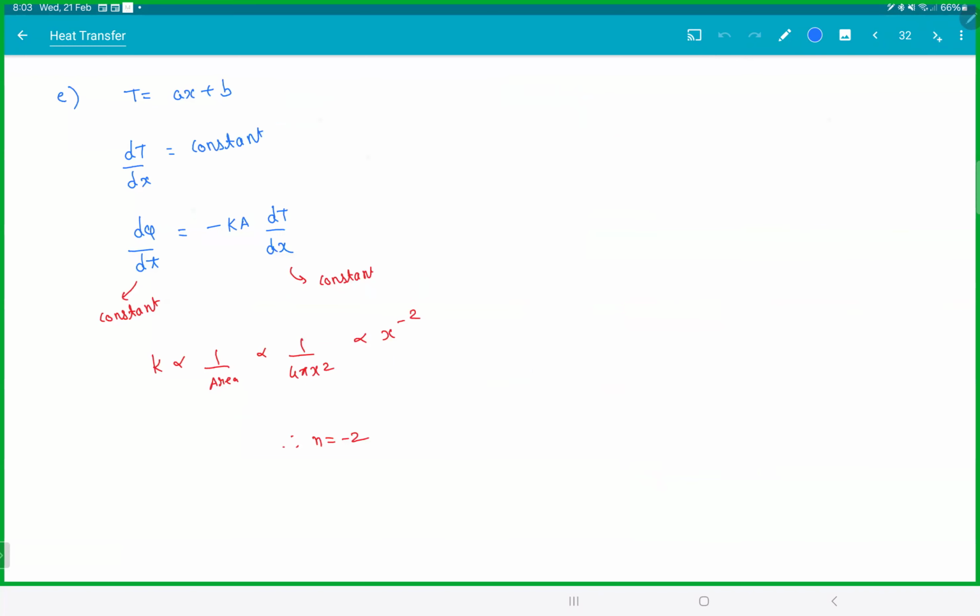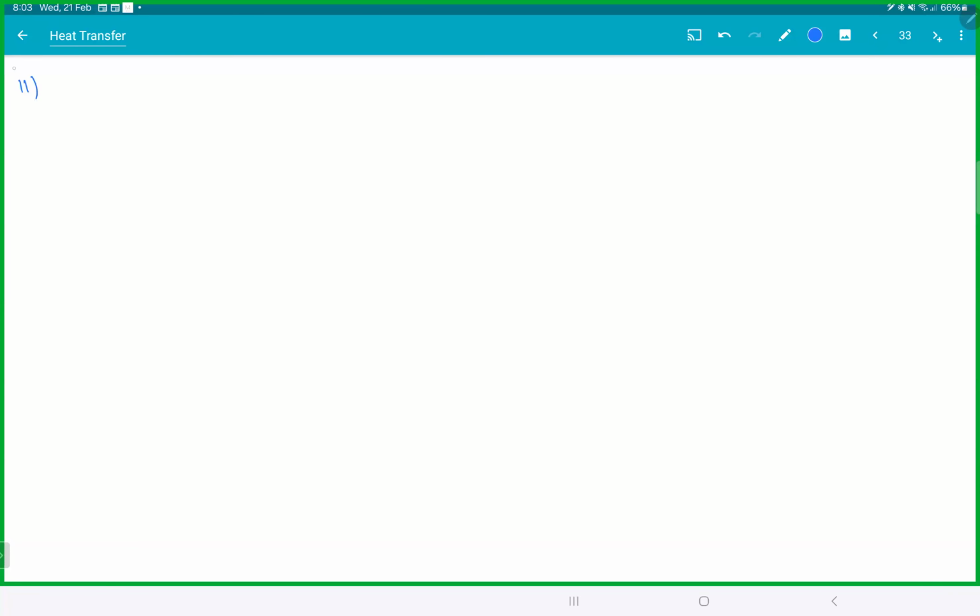Any doubts on this function? Please check. Any step you're not clear, A, B, C, D. All clear? I'll give you a homework question. Try this and come. Next class we'll discuss.